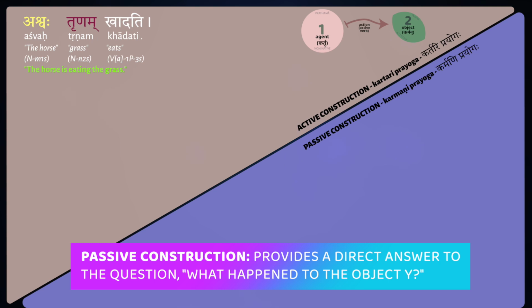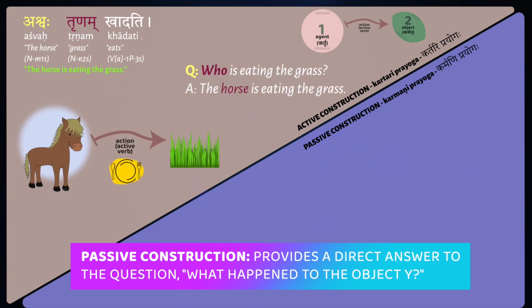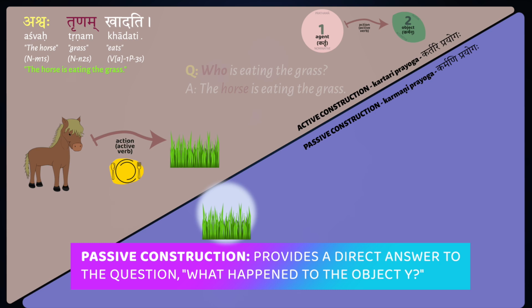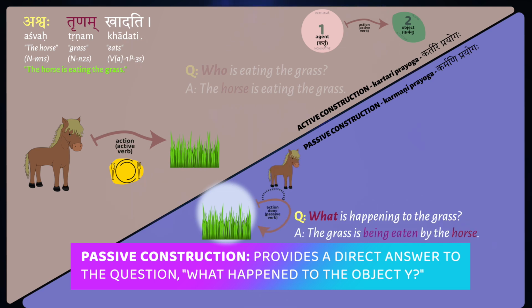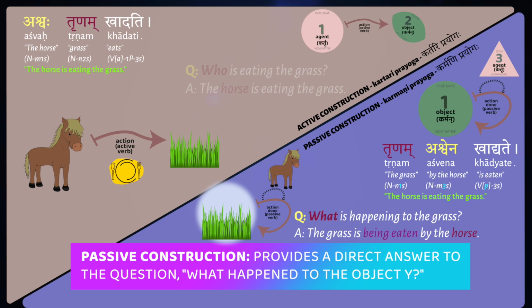So let's go back to our first sentence. The horse eats the grass. Ashwaha trinam khadati. Now let's say I'm not really interested in what the horse is doing, but I want to know what's happening to the grass. And so I ask you not who's eating the grass, but rather, hey, what's happening to the grass? The answer in English would now become the grass is being eaten by the horse. The same action, but with a different focus now. In Sanskrit, it would become trinam ashvena khadyate. The grass, the trinam, is being eaten by the horse, ashvena. Khadyate. We'll learn where khadyate comes from khad in our next segment.